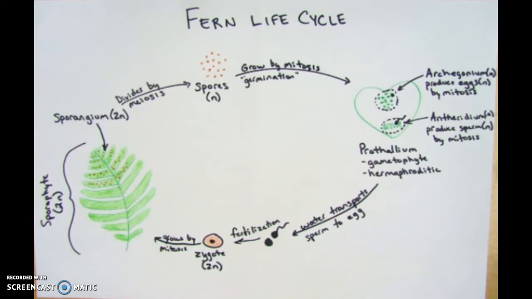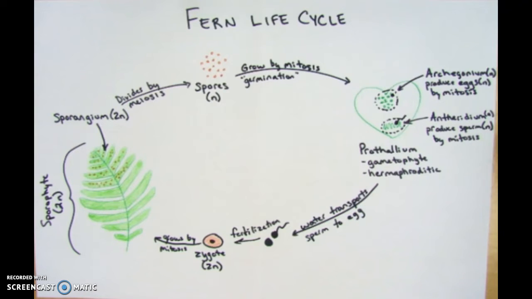So what that means is that the dominant stage, which means the stage that you can actually see if you're looking at a fern, is diploid, whereas in the moss plant that we saw in the other video, the dominant stage is haploid. The green moss is actually haploid cells.